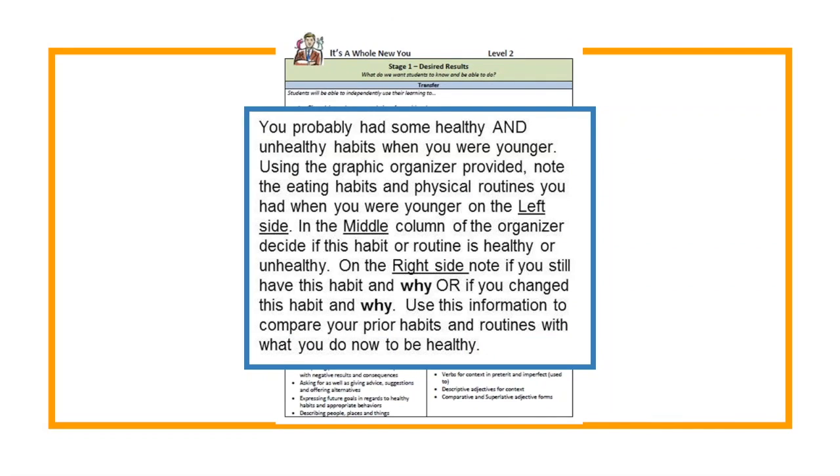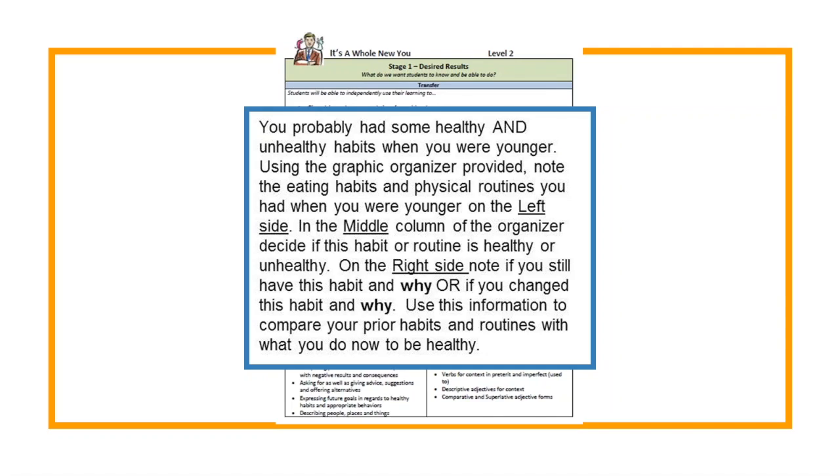You probably had some healthy and unhealthy habits when you were younger. Using the graphic organizer provided, which is blank, by the way, there's nothing in it, note the eating habits and physical routines you had when you were younger on the left side. In the middle column, decide if this habit or routine is healthy or unhealthy. On the right side, note if you still have this habit and why, or if you changed this habit and why. Use this information to compare your prior habits and routines with what you do now to be healthy.